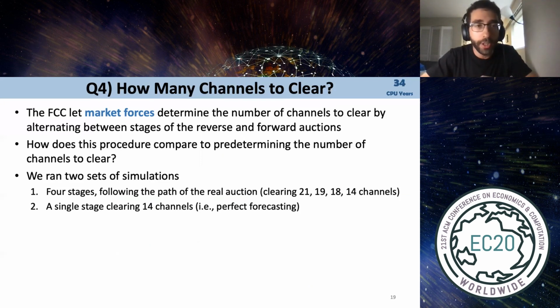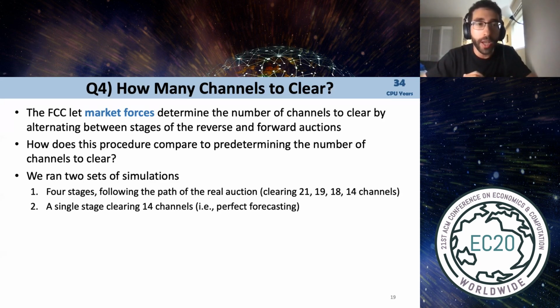The last question that we talk about in this paper concerns the FCC's procedure for determining how many channels to clear. And the FCC determined this using market forces. So this was an endogenous parameter in the model. It didn't come out and say, we're going to clear this much spectrum. It instead had this whole process that I talked about earlier, which alternated between stages of the reverse and forward auctions. And in practice, 4 of these reverse forward iterations happened in the actual auction.